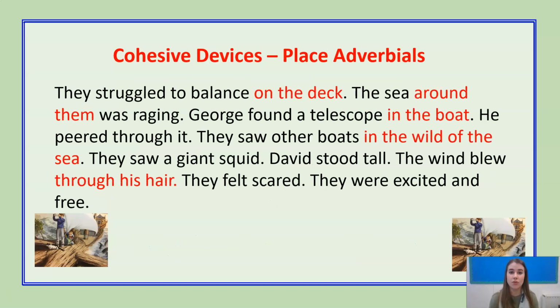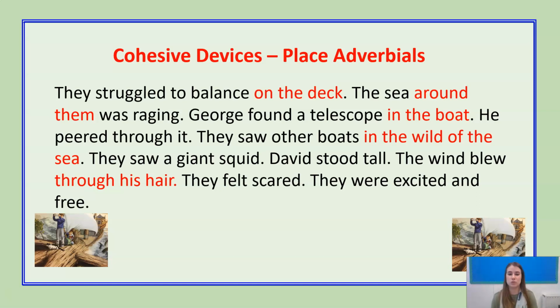They struggle to balance on the deck. So I'm talking about where they're standing. I've talked about the sea raging around them. Okay, so we're describing where this is happening. So the telescope was in the boat. They saw other boats in the wild of the sea. So this is telling me where they found these boats. The wind blew through his hair. So we're just adding some additional context to our story to make it flow.